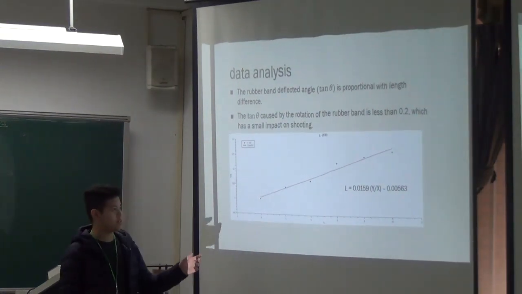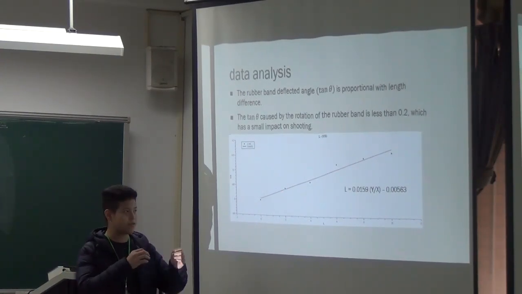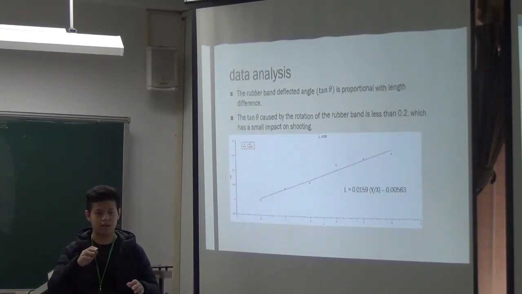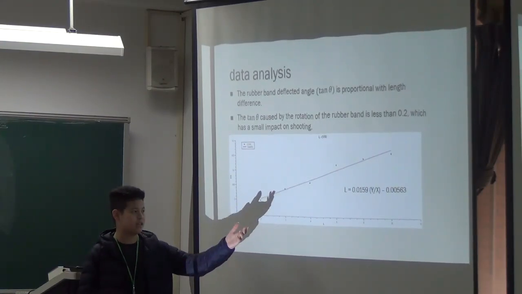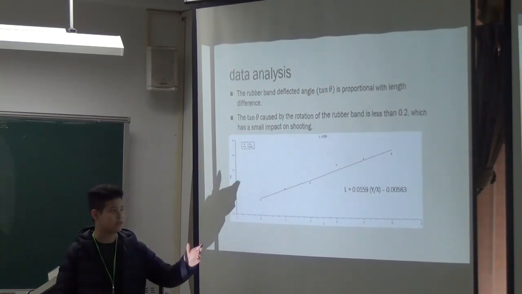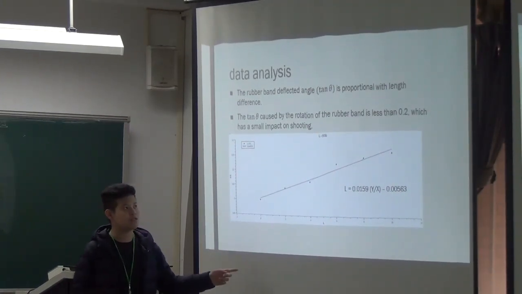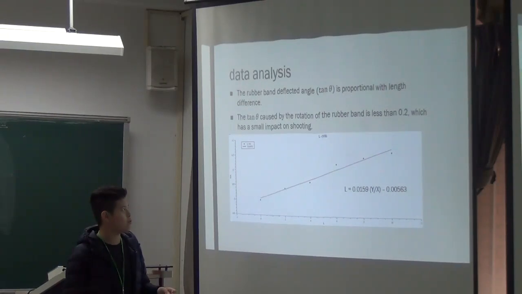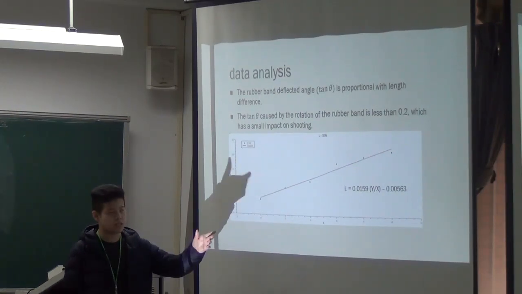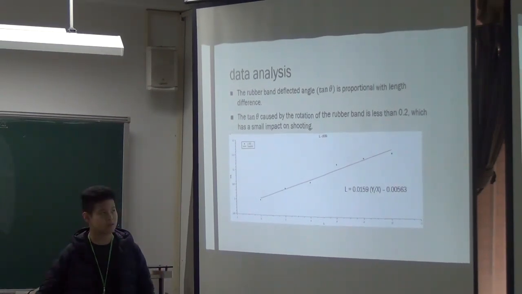And we can find that when the difference between the right hand side and the left hand side tension is bigger, the tangent theta that the rubber band will turn will be bigger. Will this change our result? We think it's no, because the tangent theta is very small. So I think it won't change our result.